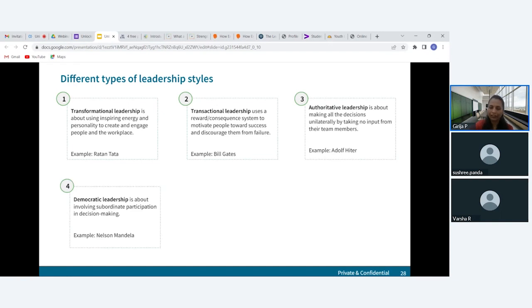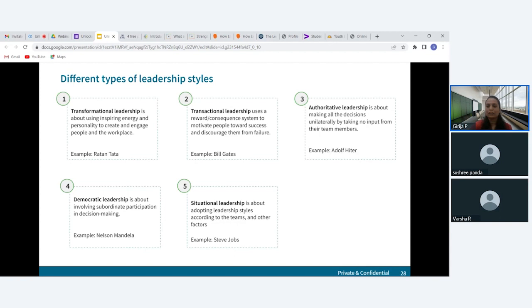Fourth, we have democratic leadership. Nelson Mandela believed in democratic leadership. He always believed in involving his subordinates and other people in decision making, and you can see how he has impacted the world and his own community. And fifth, we have situational leadership. Situational leadership is a bit flexible in nature, it changes with time. Now we know Steve Jobs. When he started his company, he was more into transactional leadership in the first phase. After he joined Apple again, he was more into a democratic leadership style, and he was also using transformational leadership.